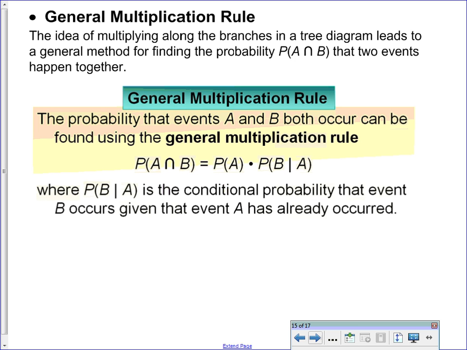The idea of multiplying along branches in a tree diagram leads to a general method for finding the probability of A intersect B, which is the probability of A and B, that 2 events happen together. Remember, the intersect is and. If you see union, that's or. So the probability that events A and B both occur can be found using the general multiplication rule. This is the rule, and this is on the formula sheet, and you don't want to use this at all. You want to make a tree.